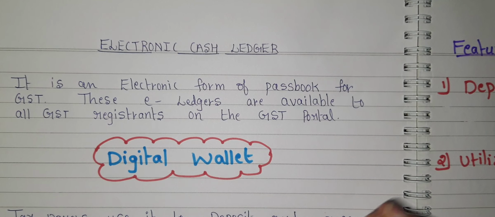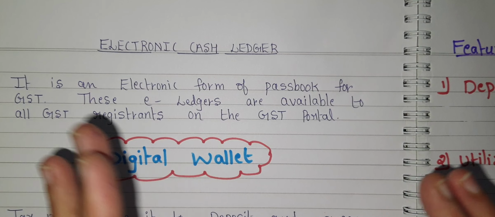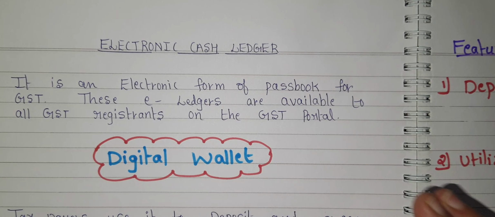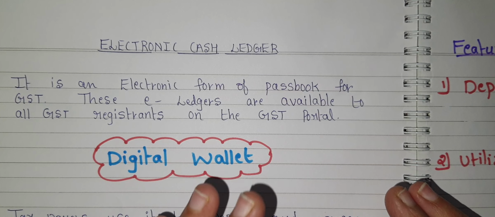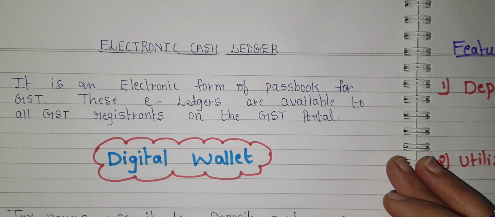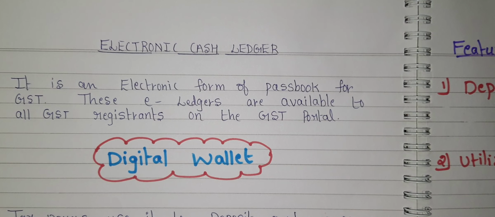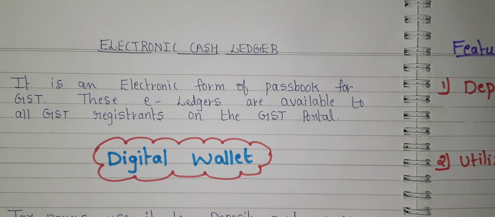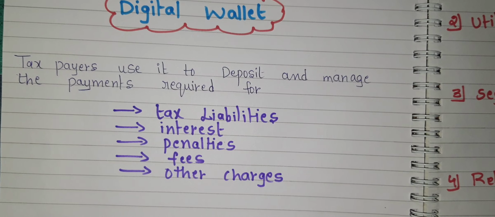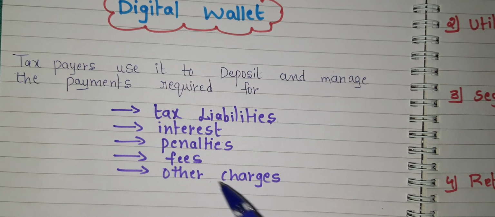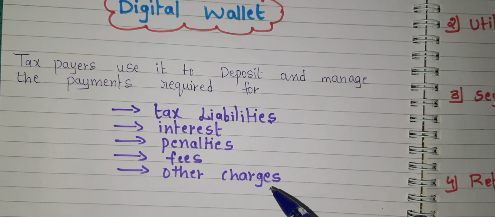It is an online ledger. This electronic cash ledger is an online ledger maintained on the GST portal and it acts like a digital wallet. How? Because the taxpayers use it to deposit and manage the payments required for tax liabilities, interest, penalties, fees and other charges.